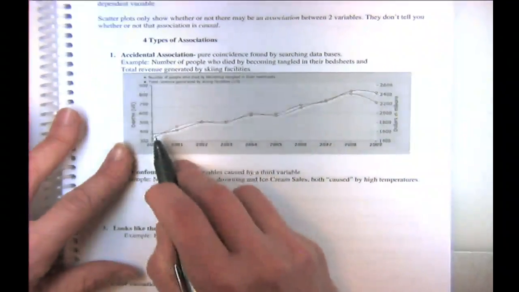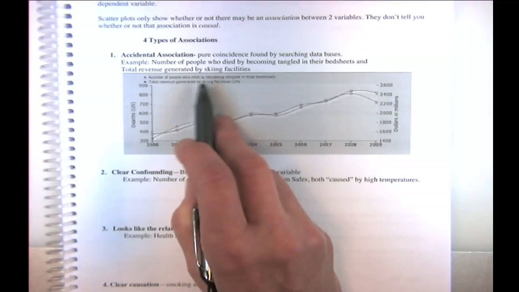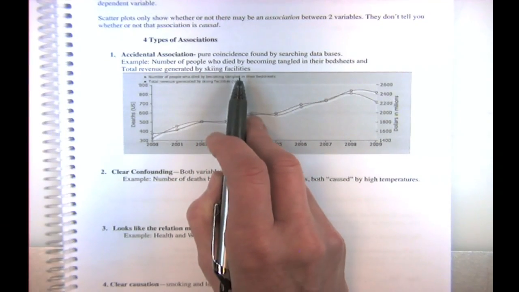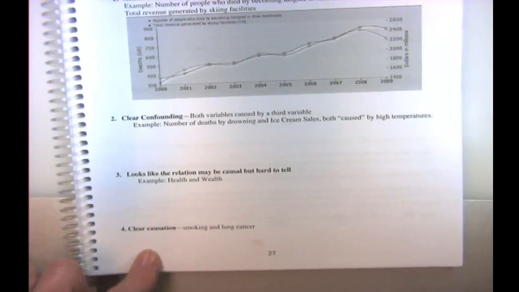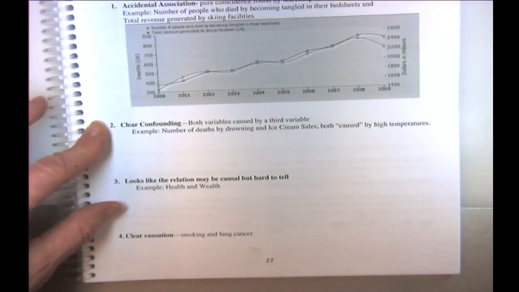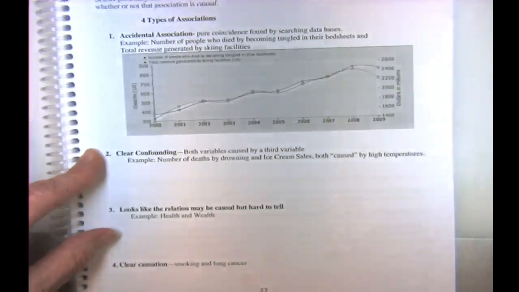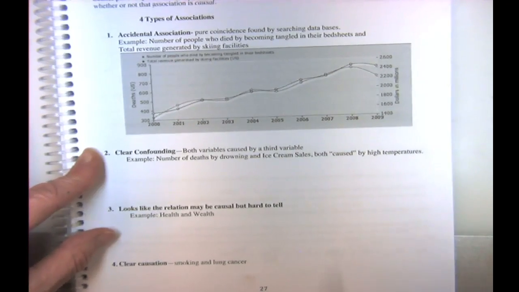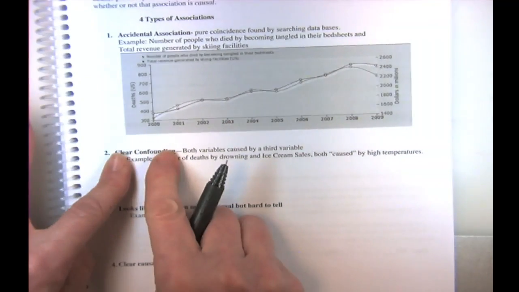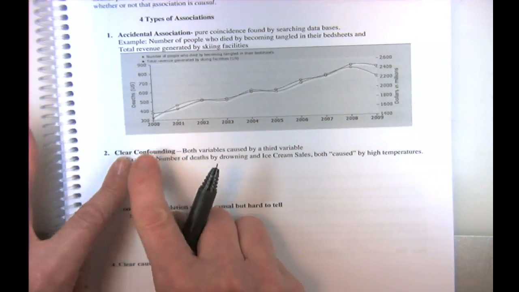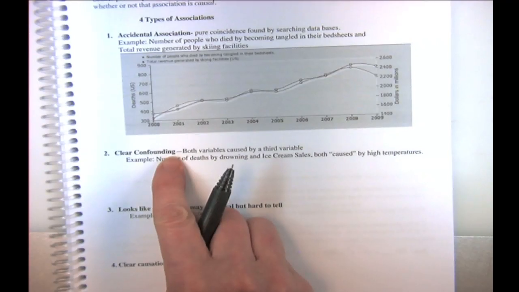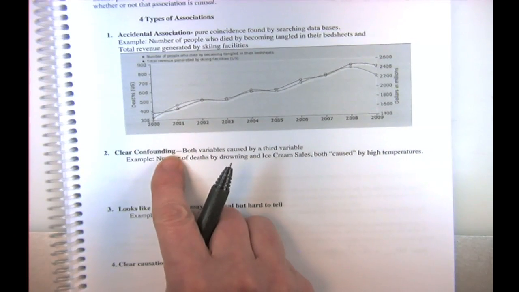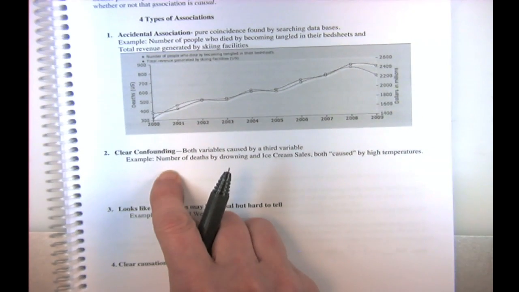And he found another correlation, which was the total revenue generated by ski facilities. Why would being tangled in your bed sheets correlate with that? It's just a crazy correlation. So that's the ones he talked about. And then he talked about the clear causation ones down here, but he left out these two categories where you really have to do some work thinking about what the confounder would be. The clear confounding is one where we don't have to do so much work, but these are real associations we see in life that have clear confounders.